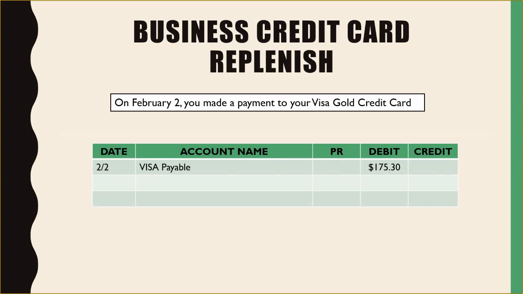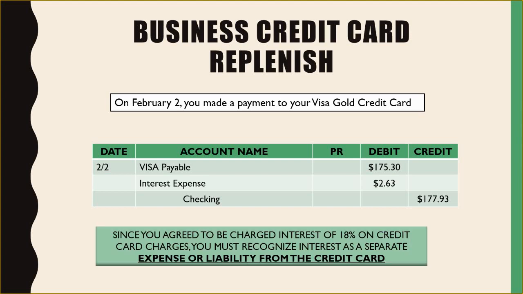So now you're going to put in your Visa payable saying that I owe $175.30. But we know my billing statement says that I owe $177.93. So I need to now put in my checking account that I owe $177.93. So then where is that extra amount going to go?